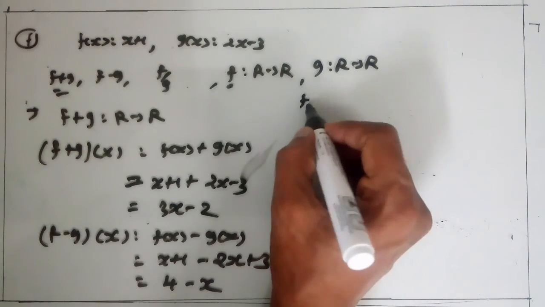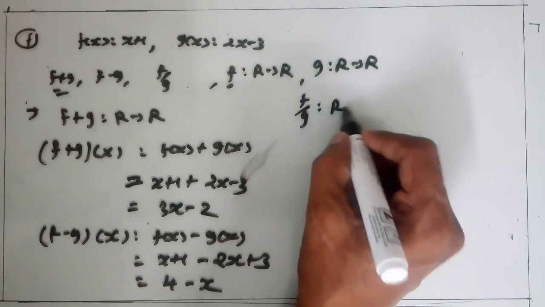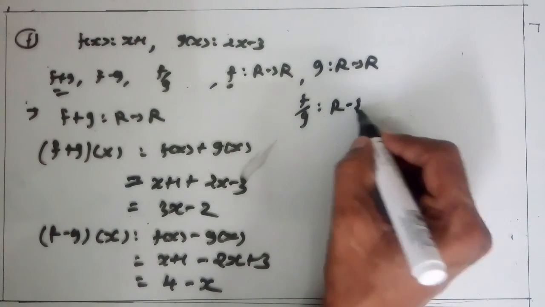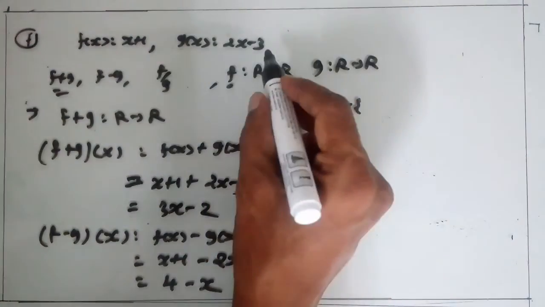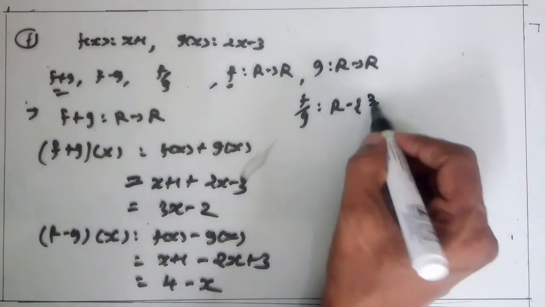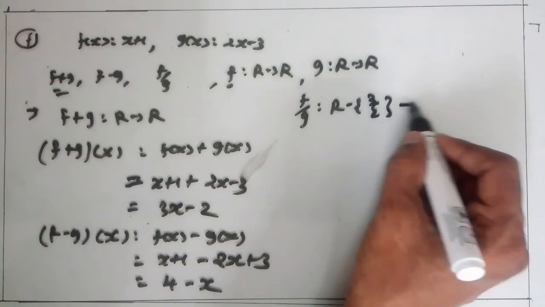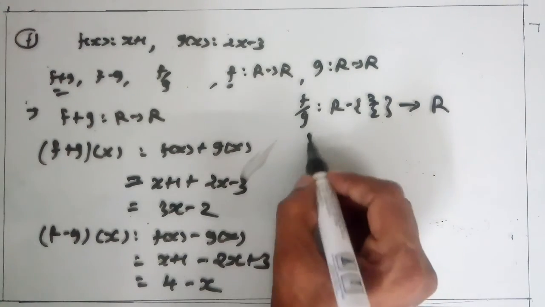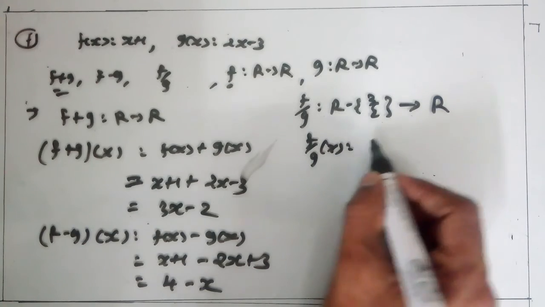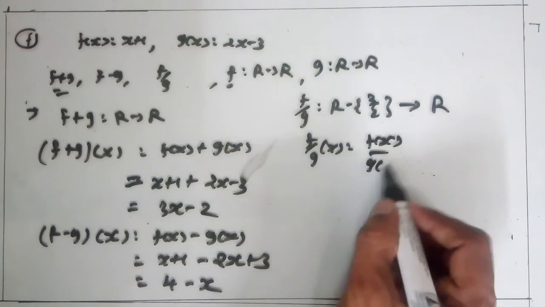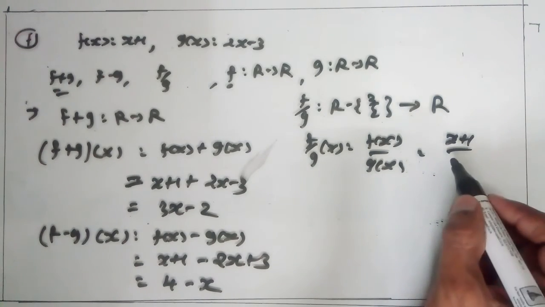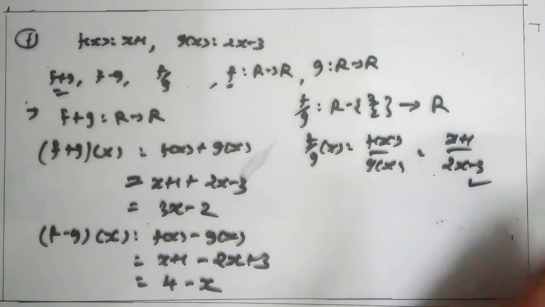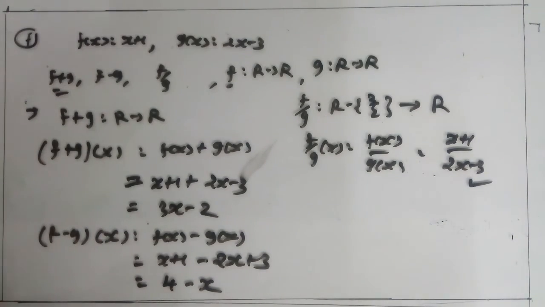Similarly, f upon g is also a function from R minus the zeros of g. Here think where the value of g becomes 0. At 3 by 2 the value of this becomes 0. So R minus zeros of g, and (f upon g)(x) is equal to f(x) upon g(x). So f(x) is equal to x plus 1 upon g(x) is equal to 2x minus 3. So this is f upon g. Clear?